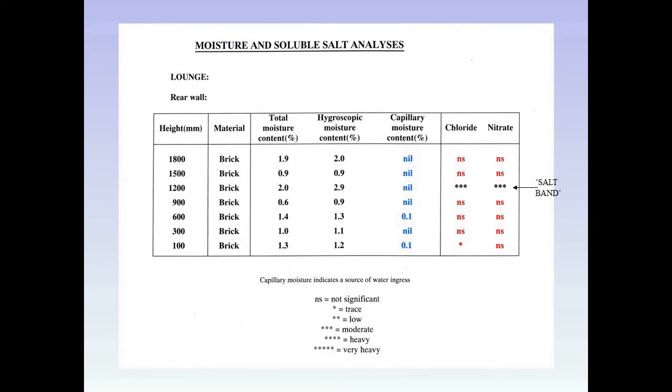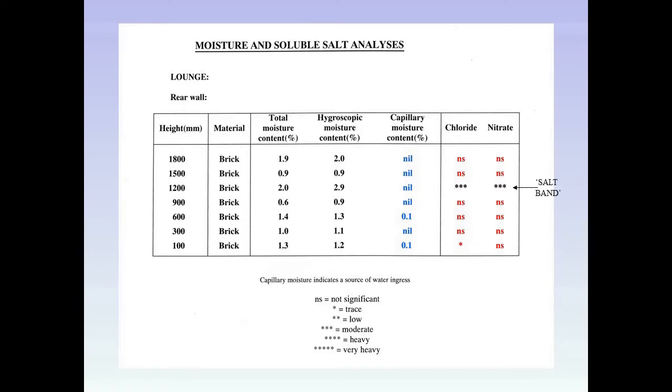The next stage was to evaluate the north-facing wall. They'd noticed that this wall had been damp-proofed by means of an injection damp-proof, the holes being present externally. So the wall was profiled, that is taking regular samples up the wall, and the figure we were looking for was capillary moisture content. Capillary moisture indicates any source of water ingress. And indeed, in this case, it was dry. There is no water ingress at all.